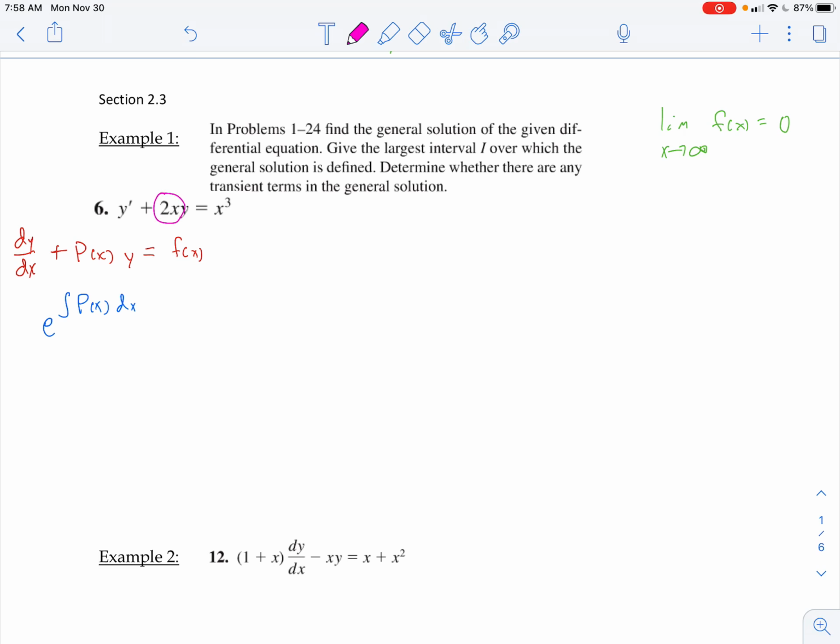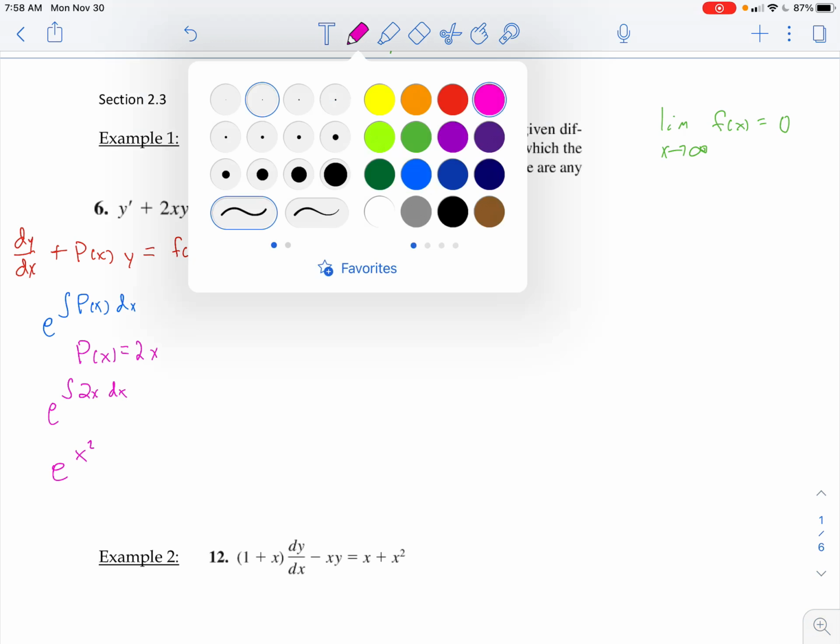So p of x is just going to be 2x. So I'll write that here. I'll erase that and say p of x is equal to 2x. So then we're going to have e to the integral of 2x dx, and then let's just go ahead and integrate that. So we're going to get e to the x squared.